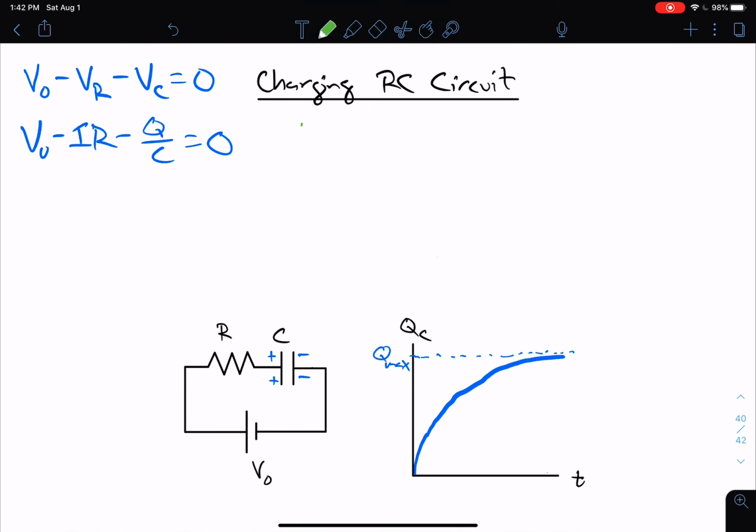Now let's look at some special situations. Let's look at t equals 0, so let's look at the beginning. In the beginning, we know that there's no charge on the capacitor. Q equals 0, so this term is gone in the beginning, and I just have V naught minus IR. Of course, this would equal 0. I'm just going to move it to the other side and say V naught equals IR, and this is the initial current.